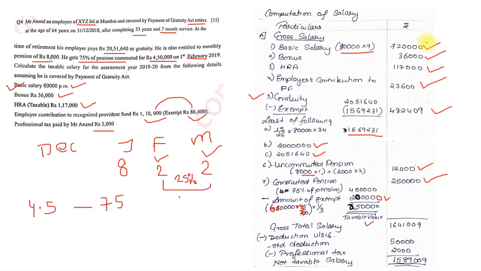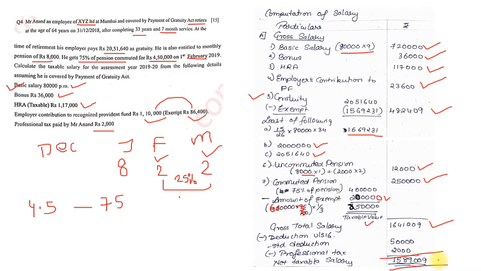Now, when you add up everything from your gross salary, gratuity, uncommuted and commuted pension, we get the gross total salary as 16 lakh 41,009 rupees. From that, less deduction under section 16. Number one, standard deduction 50,000 flat. Second, professional tax, which was given in the question as 2,000. So when you finally subtract, your final net taxable salary will be 15 lakh 89,009 rupees.